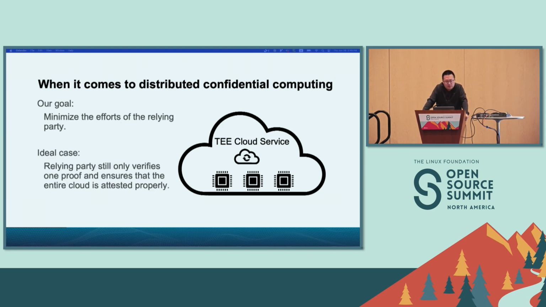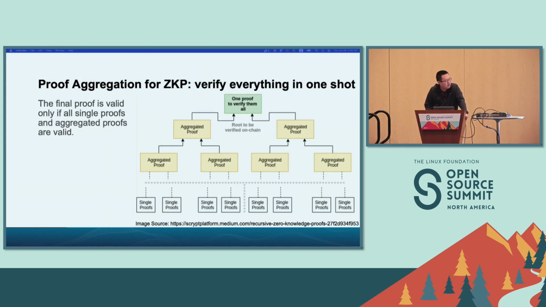So our goal here is we want to minimize the effort of the relying party. We don't want the relying party to verify 10,000 proofs when they use a service hosted by 10,000 TE nodes. The ideal case is that the relying party still only verifies just one proof and gets one attestation report, and we ensure that the entire cloud is attested properly. And this can be done by a concept called proof aggregation in zero-knowledge proof. It allows you to verify everything in one shot.